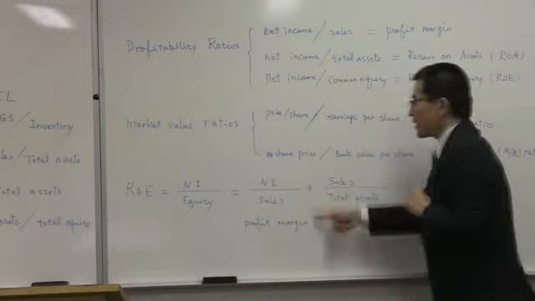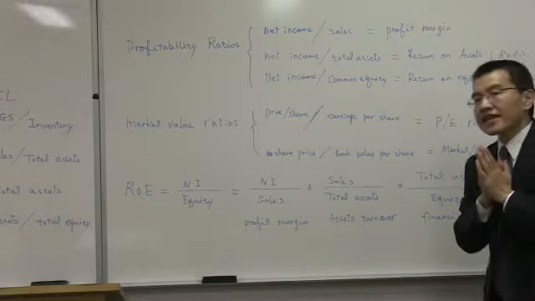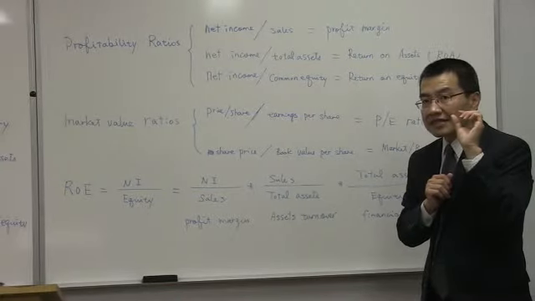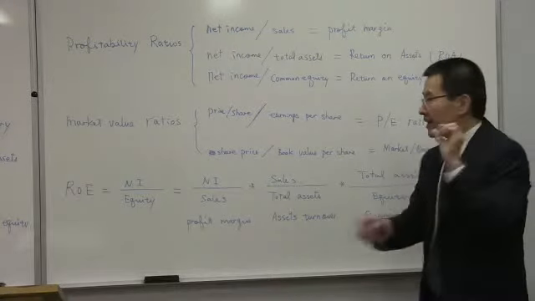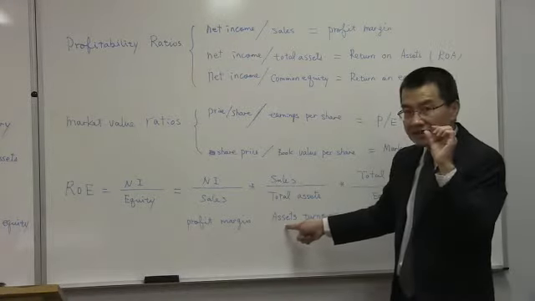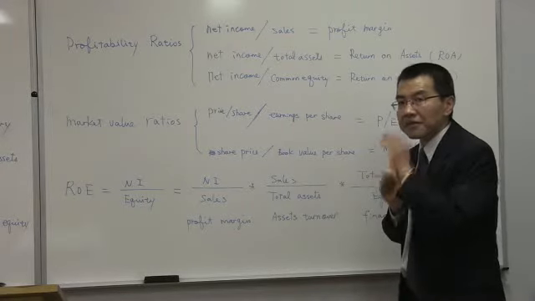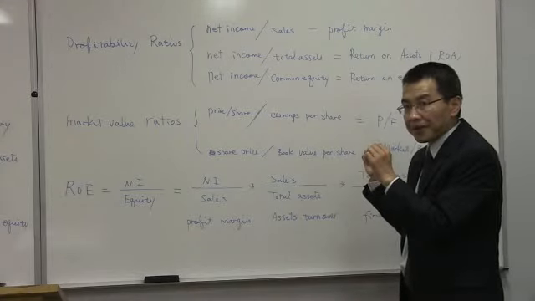The second way is to use their assets more efficiently. If they cannot increase their sales, but they can use their assets more efficiently, if they can reduce their inventory level, then that will make their asset turnover ratio higher. So that will also make them able to increase their return on equity.